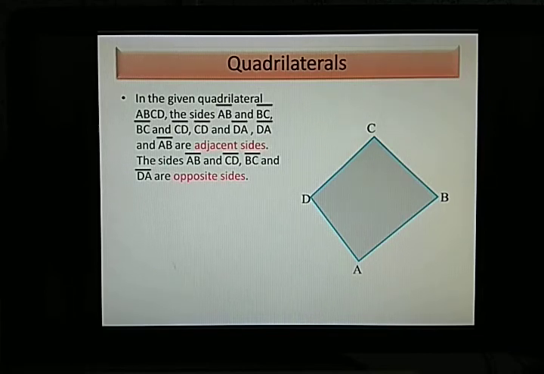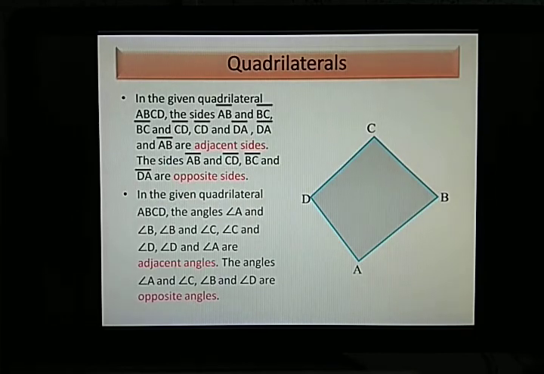And while naming the sides, it is preferable that you name them in an order, not like BC and AD. Although there is no such hard and fast rule while naming the sides, you can still follow an order in that. So these are the opposite sides.